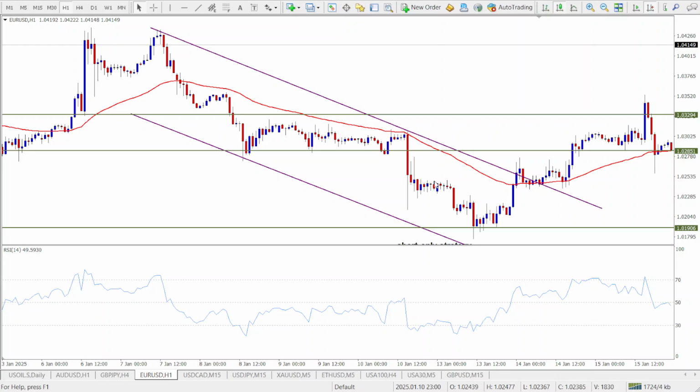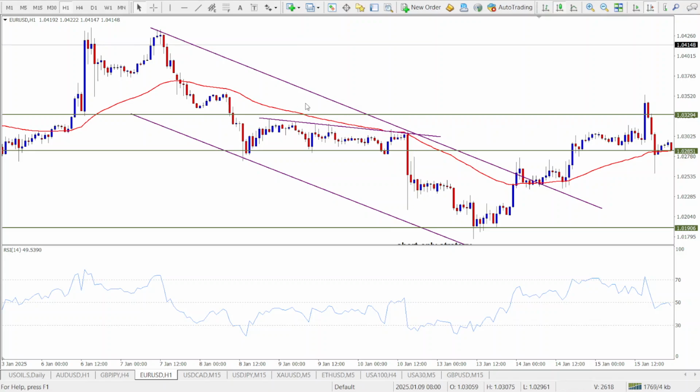For example, if the price creates lower highs, let's just use this bigger trend. You can see that we had a high here, a lower high, another lower high. We had a series of lower highs around here: lower high, lower high, lower high. So if the price creates new lower highs, you adjust your stop loss to just above those levels.